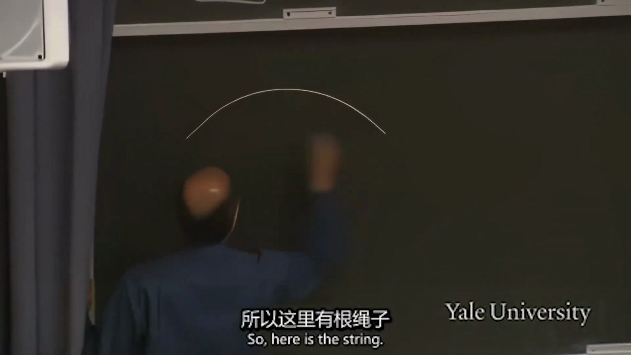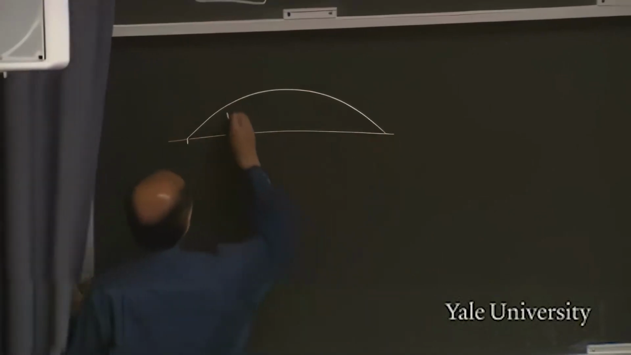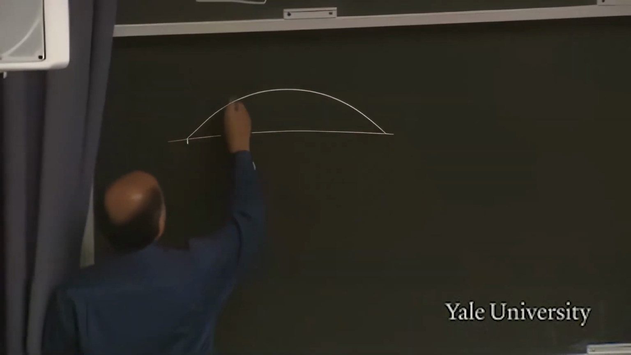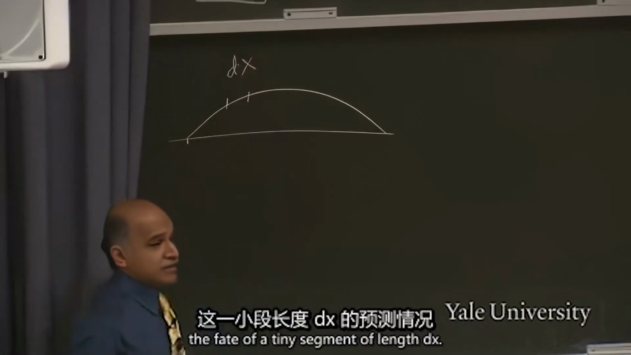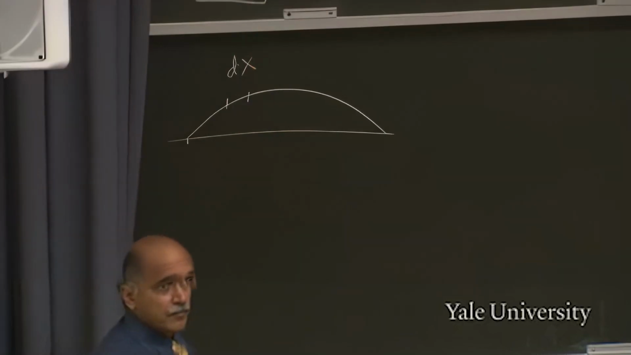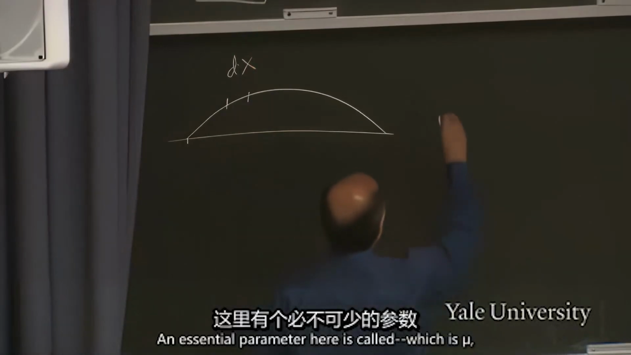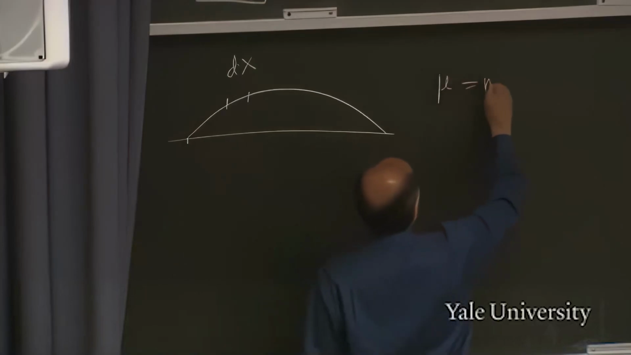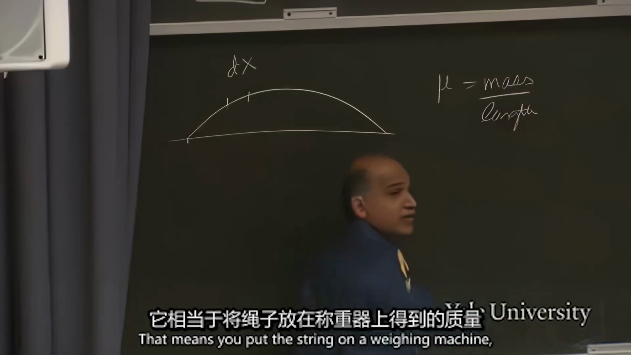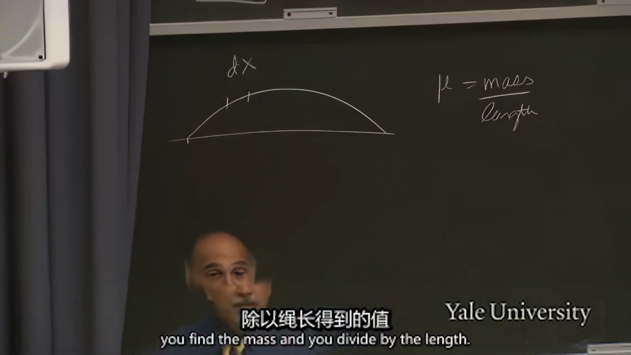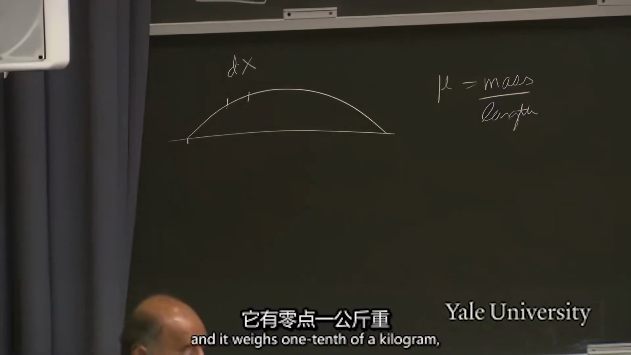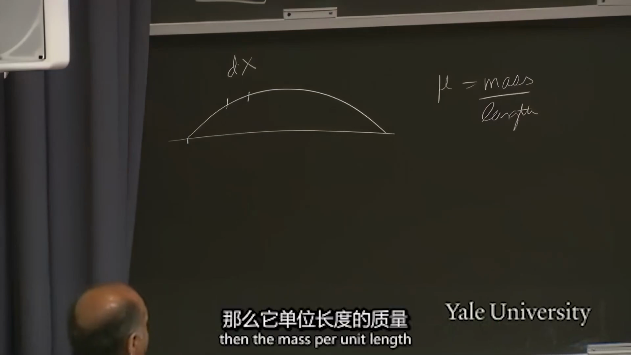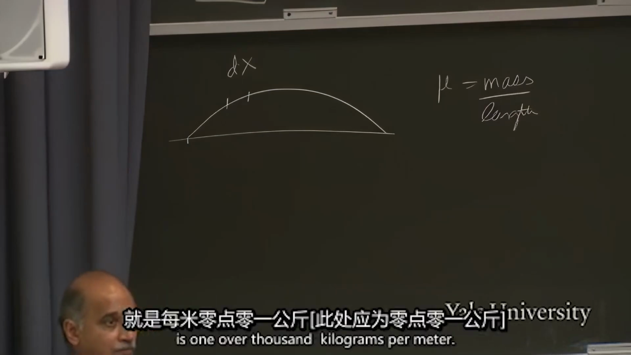So here is a string. And I'm going to analyze the fate of a tiny segment of length dx. An essential parameter here is called mu, which is the mass per unit length. That means you put the string on a weighing machine, you find the mass, and you divide by the length. For example, if you got a 10-meter string and it weighs 1/10 of a kilogram, then the mass per unit length is 1/100 kilograms per meter.